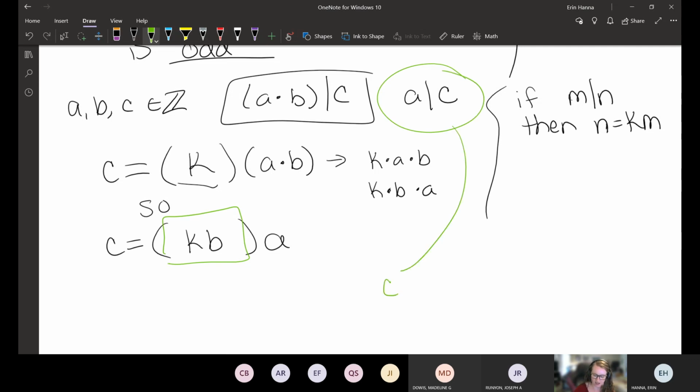To say that A divides C, we need C equals X A for some X, since I already have a K floating around. And we're essentially saying that that X value is equal to K times B. So since we can find it as something times A, A must divide C. Hopefully that made sense.